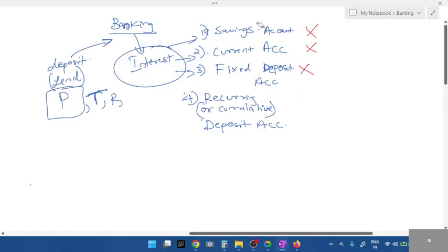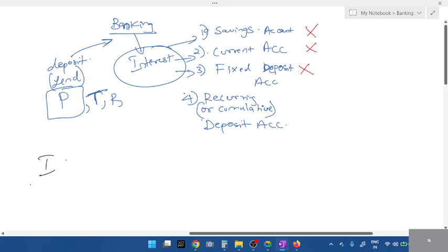These are the four types. They might ask you all for MCQ. Out of four types, if they give four options, banking chapter related to which one, students? Which option? Related to recurring deposit. They'll ask you formulas. What is interest?